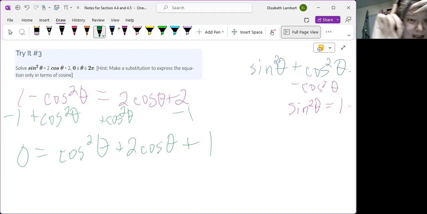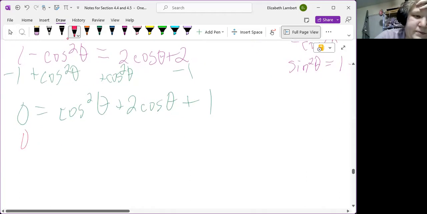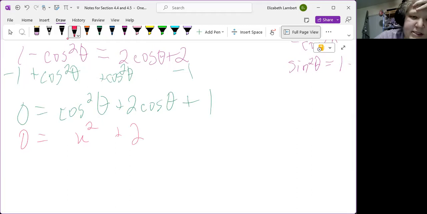Now, it may not look like it yet, but this is actually a perfect square. u squared plus 2u plus 1. This is u plus 1 times u plus 1.